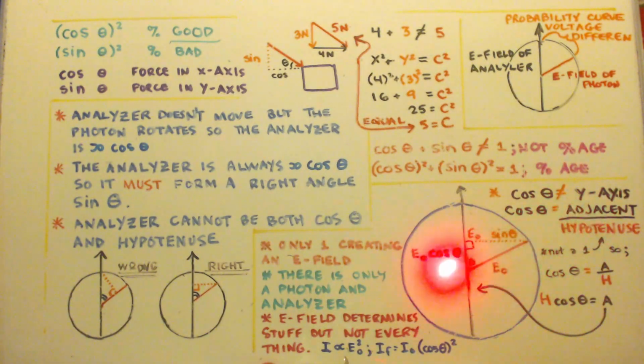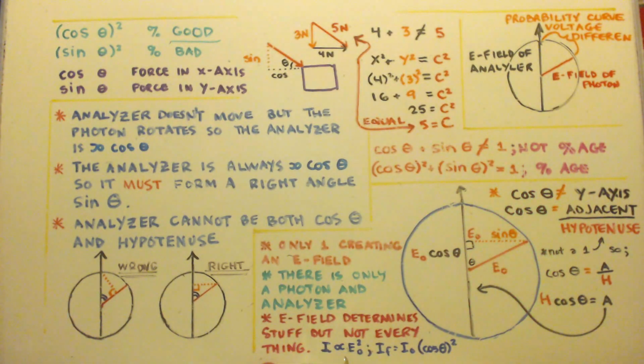And this red line represents the photon. There's only two things involved here: a photon and an analyzer. The analyzer is just static; it ain't doing nothing. The photon is the one that has the oscillating field. The E field determines stuff: who gets in, who doesn't, who passes the filter, who doesn't. So that's why I labeled that.